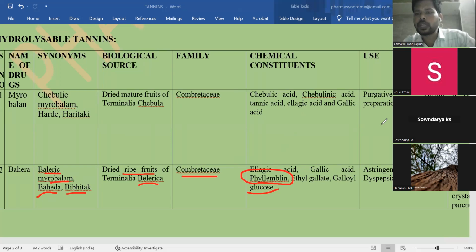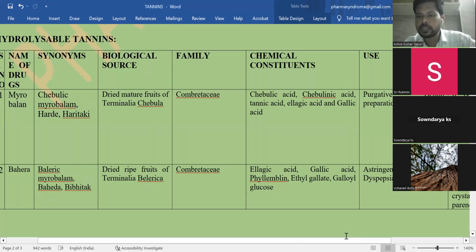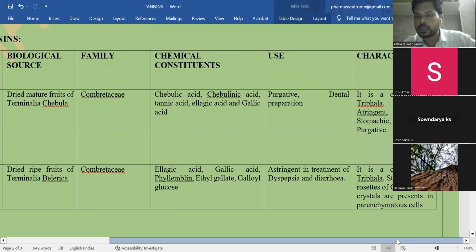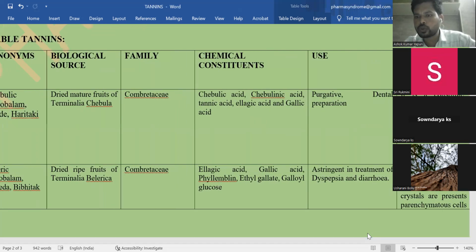And regarding application, generally it is astringent and it may help in dyspepsia as well as diarrhea. And regarding other points, it is also one of the ingredients in Triphala Churna.